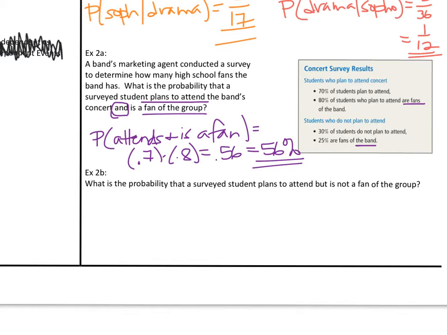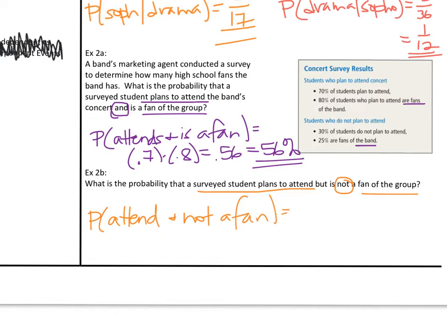All right, the last one for this page. Flipping things around just a little bit. What's the probability that a surveyed student plans to attend but is not a fan? They're like, nah, I don't know, I'll just go, something to do. So we want them to attend but not be a fan. All right, so the probability that they'll attend and not a fan.